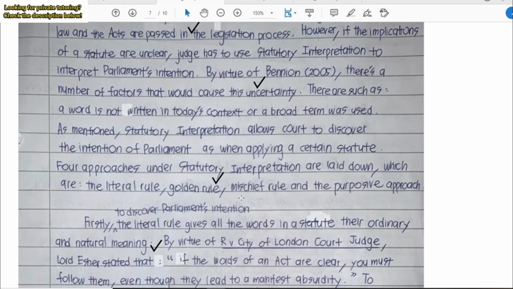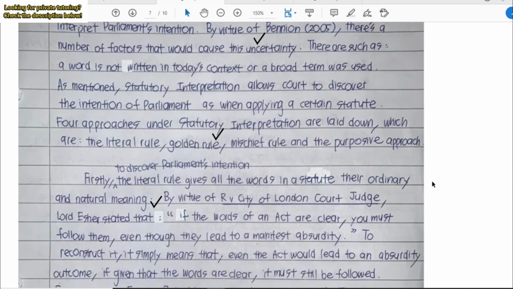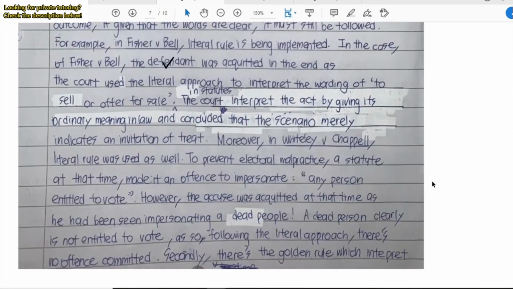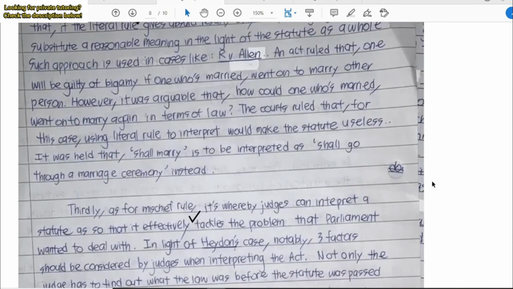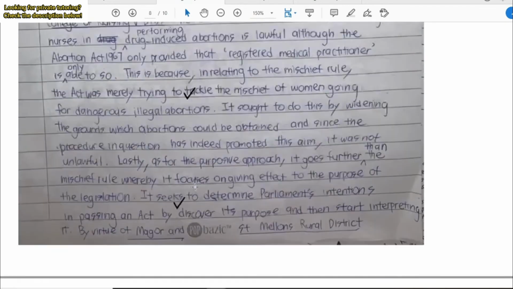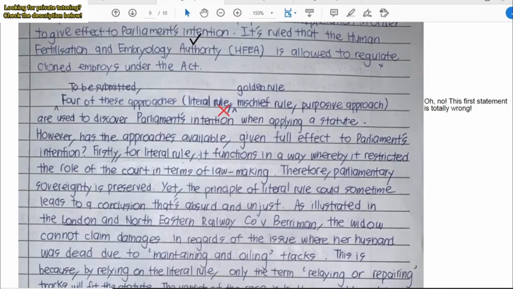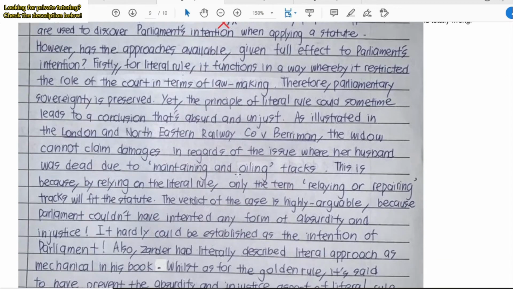Then the purposive approach is all about finding the purpose of the Act of Parliament, and you find the purpose by going to find the intention of Parliament, looking at the sources that Parliament has used to come up with that particular Act of Parliament. All right, I hope that you are clear on that. So like I said, too much on all these things already. This note here is completely wrong.